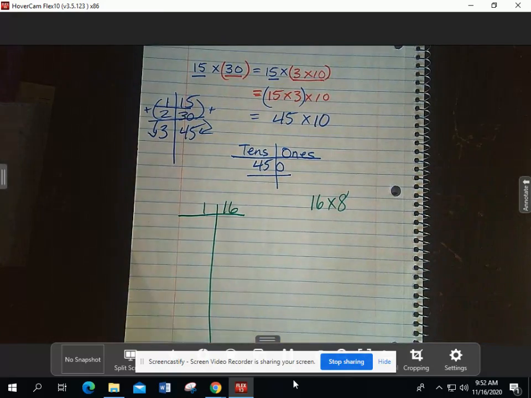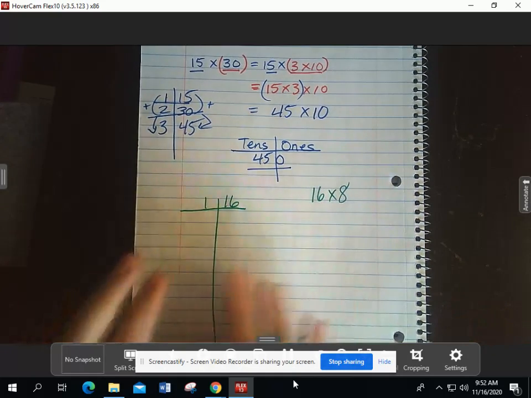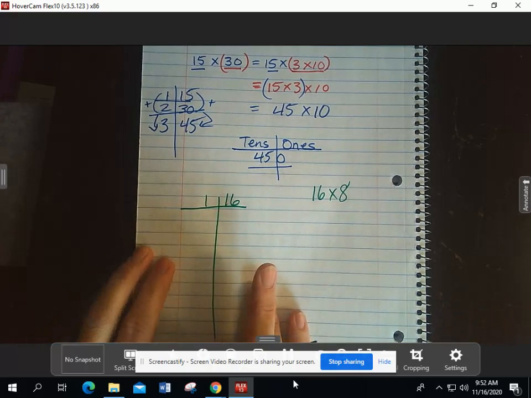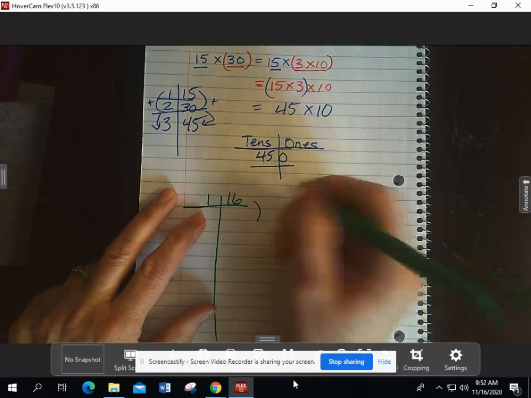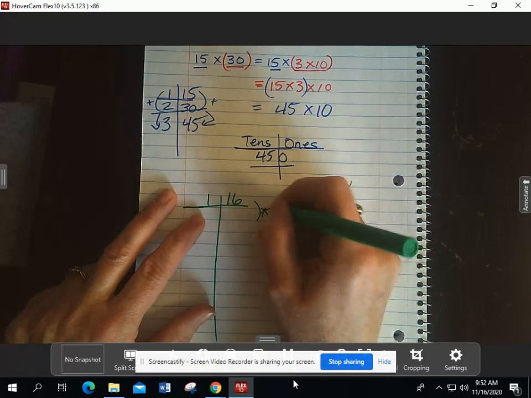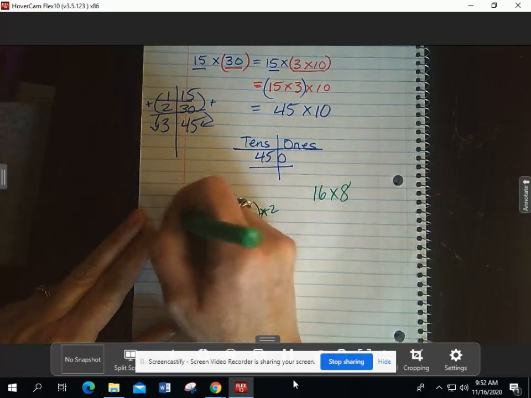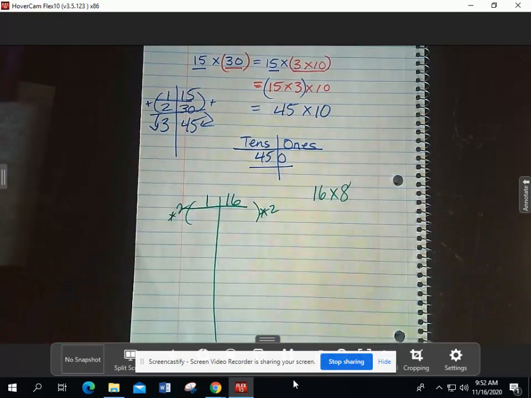Some of you already are thinking of the distributing process and doing the multiplication. For some of you, distributing doesn't work real well, and so we're going to practice what ratio tables can do for us. So I always tell you to think about doubling. Okay, we're going to do our first double.